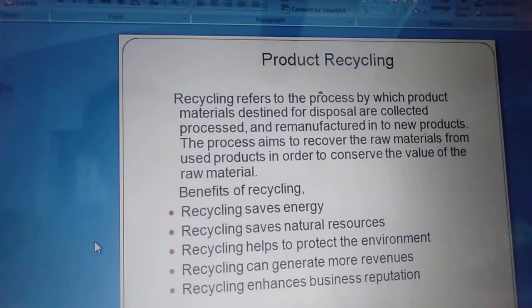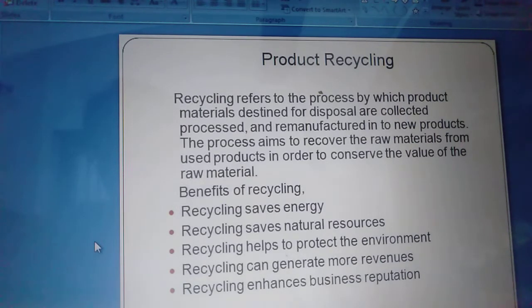Next we have, recycling can generate more revenues. How will it generate it? The slight cost saving from recycling helps to reduce the product cost automatically, which in turn attracts more customers, generating more revenues to the company and giving an edge over the other competitors.